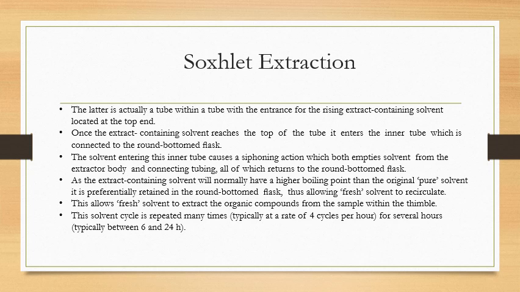As the extract containing solvent will normally have higher boiling point than the original pure solvent, it is preferentially retained in the round bottom flask, thus allowing fresh solvent to recirculate. This allows fresh solvent to extract the organic compound from the sample within the thimble. This solvent cycle is repeated many times, typically at a rate of 4 cycles per hour for several hours, typically between 6 and 24 hours.